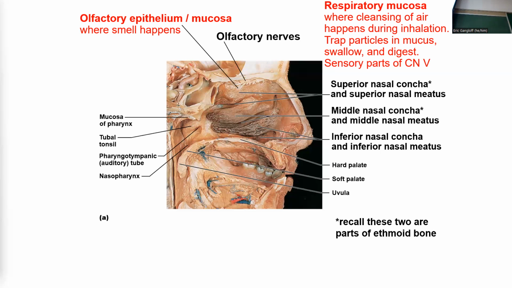Oh, just recall here, the palate. Remember, the anterior aspect of your hard palate is formed by the maxilla, the two maxilla bones. And then the posterior part of the hard palate is formed by the palatine bones. And back here we have what's called the soft palate, where you still have the roof of your mouth, but there's no bone underlying it.